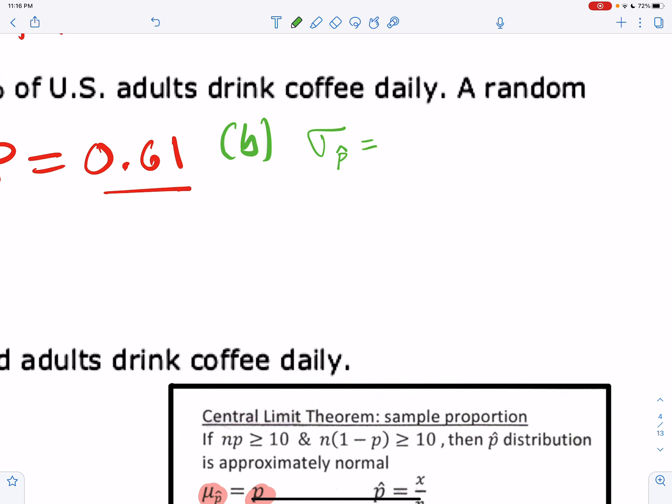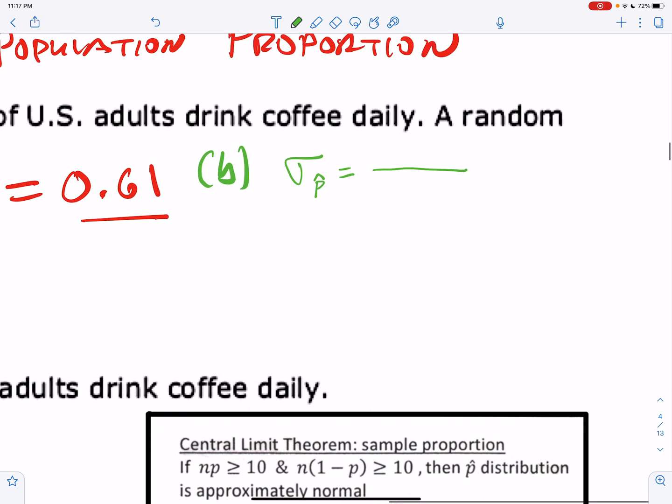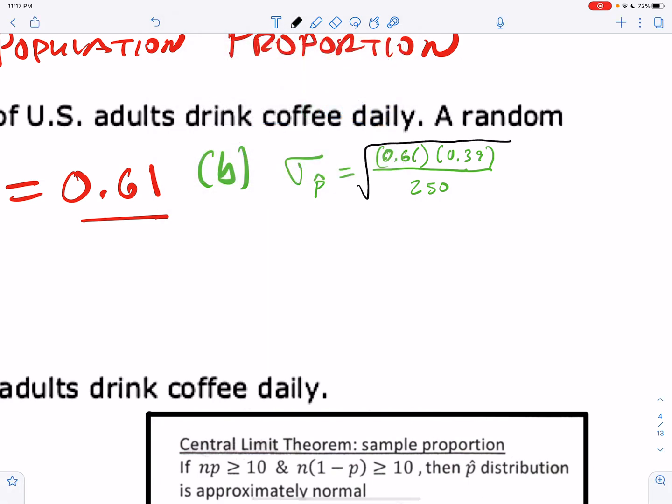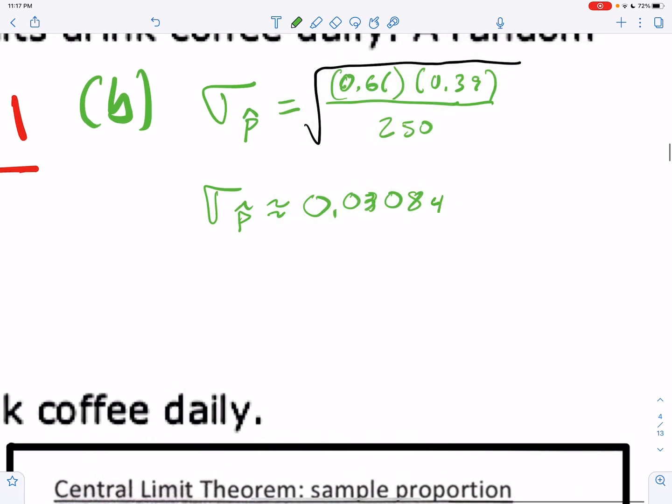So that means we take the population proportion, which is 0.61, times its complement, which is 0.39. We divide it by the sample size of 250, and then that whole thing must be, don't forget this part, square rooted. This leaves us with the standard deviation of the sample proportions approximately equal to 0.0308.